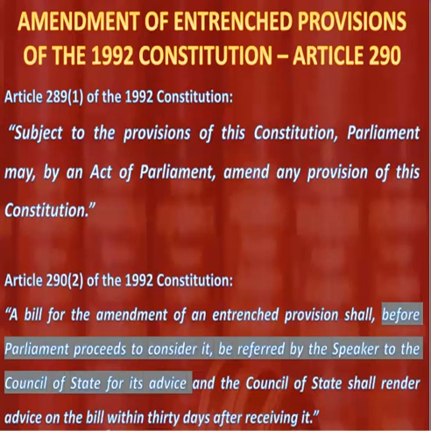So the first stage for the amendment of the entrenched provision is that the bill must be tabled before Parliament. Then when the bill is tabled before Parliament, before Parliament even proceeds to consider the bill, it has to be referred by the Speaker of Parliament to the Council of State. And the Council of State must give the advice within 30 days.